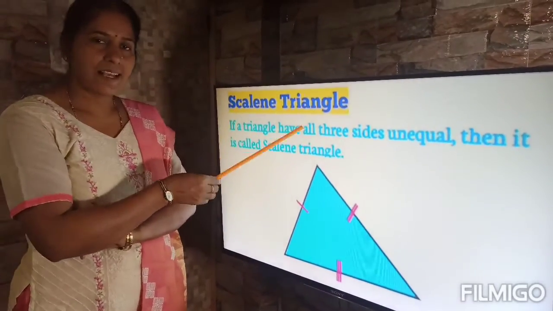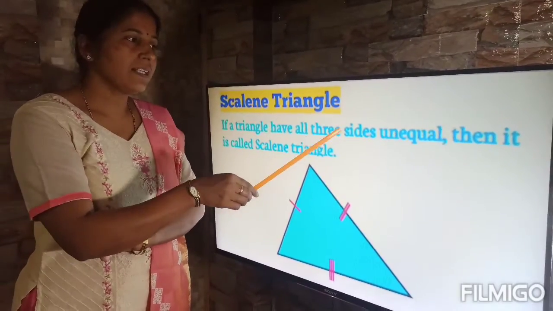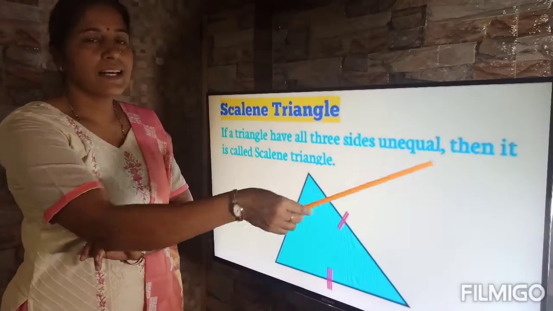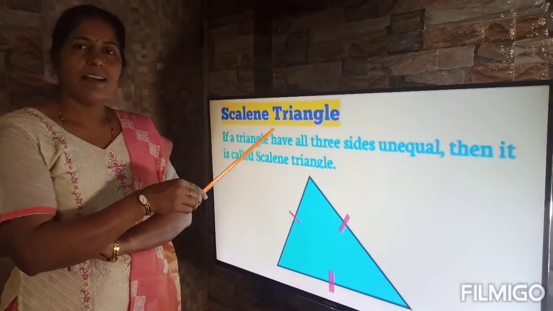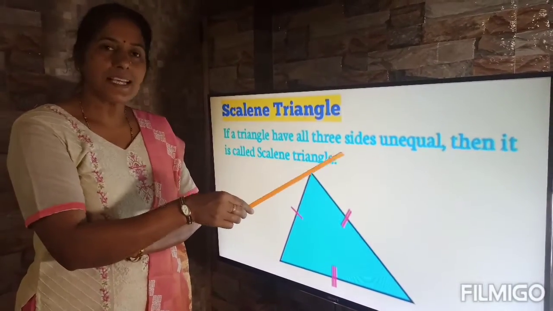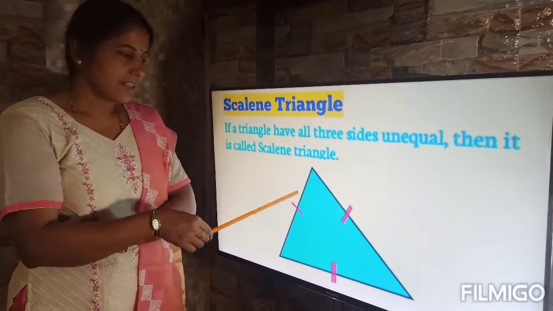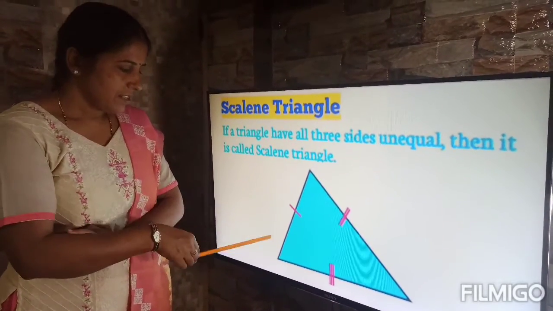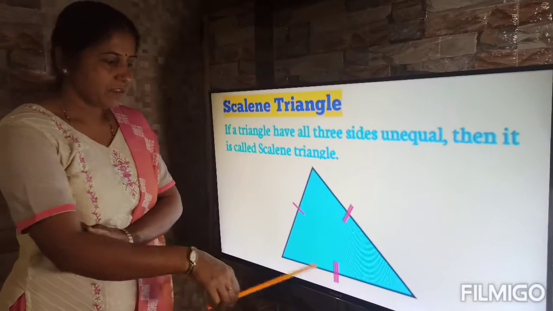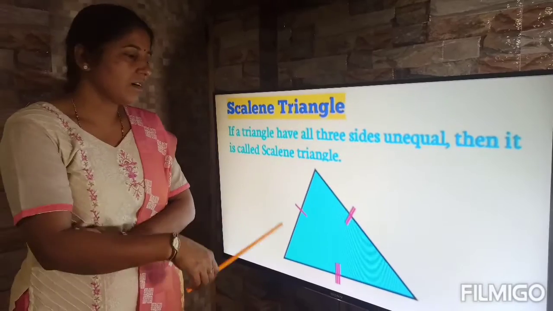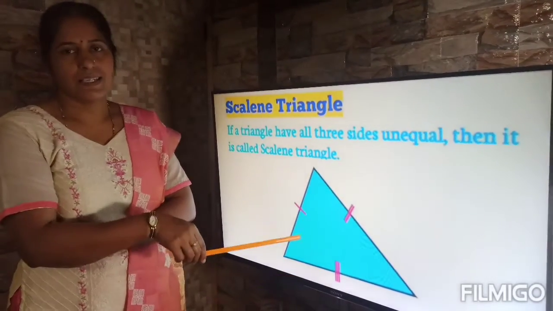Next one is scalene triangle. If a triangle has all 3 sides unequal, then it is called a scalene triangle. See this one. This has a different measurement, this has a different measurement, this has a different measurement. All sides are different. Therefore, it is a scalene triangle.